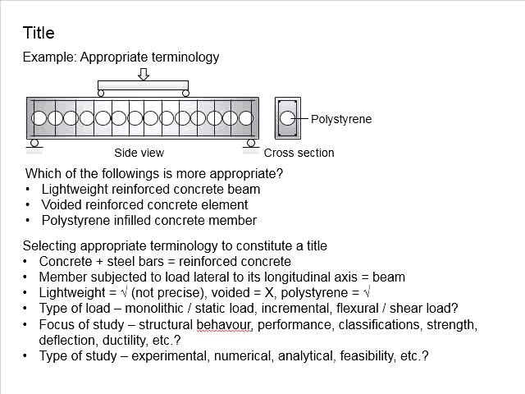Therefore, if you use the term lightweight, it might give the reader a wrong impression that this kind of concrete being used to cast the member is a lightweight concrete. On this basis, the term polystyrene is most likely going to be the most accurate among the three.